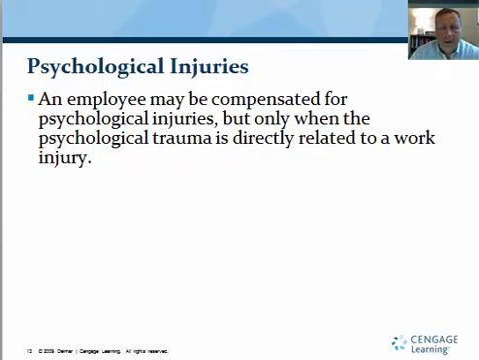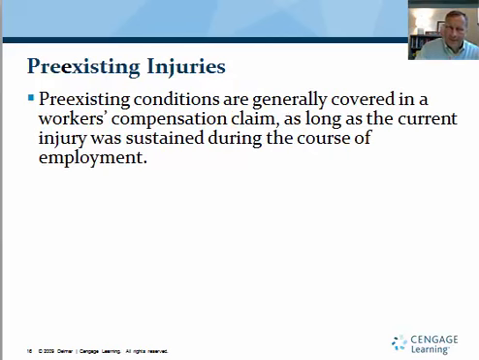Psychological injuries, injuries that you can't see physically. We're talking about traumatic brain injuries and things like that, can be covered if they are related. So it doesn't have to be a visible injury. Psychological injuries can be covered by workers' compensation.